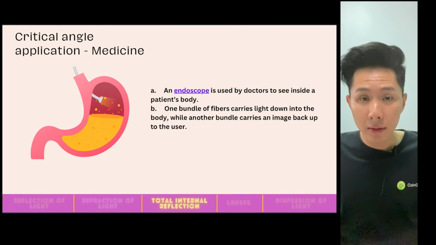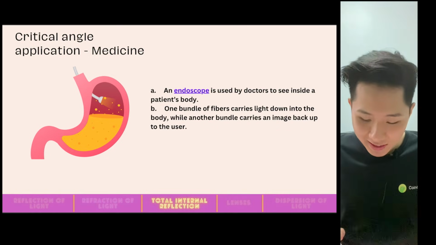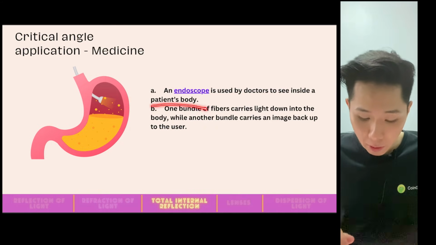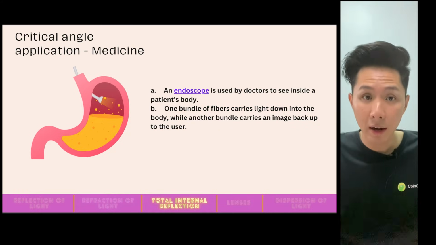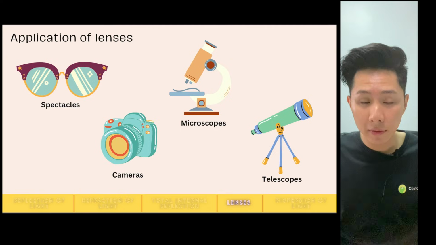Another application for total internal reflection is the endoscope. It basically is a tube version. The endoscope is used by a doctor to see inside a patient's body. A bundle of fibers carries light down, while the other bundle carries the image back up. So that's all about total internal reflection.